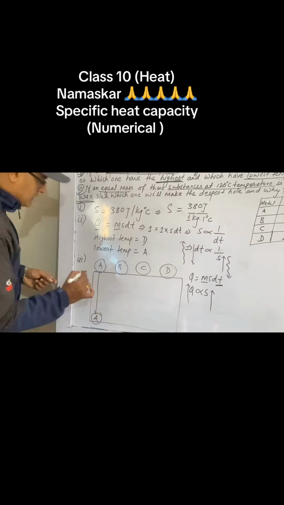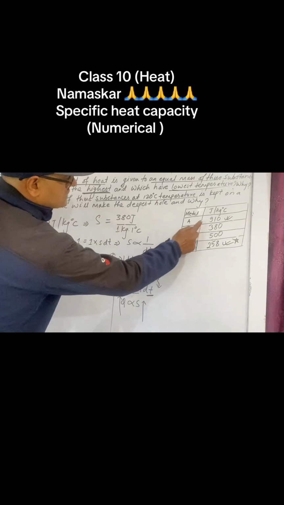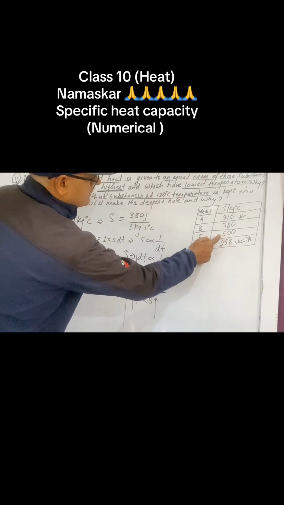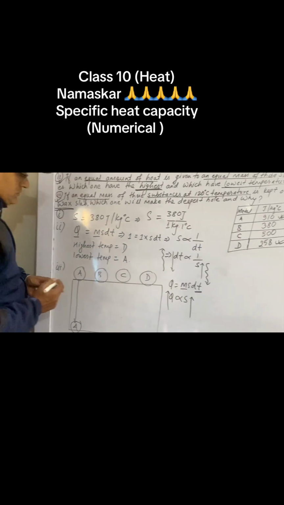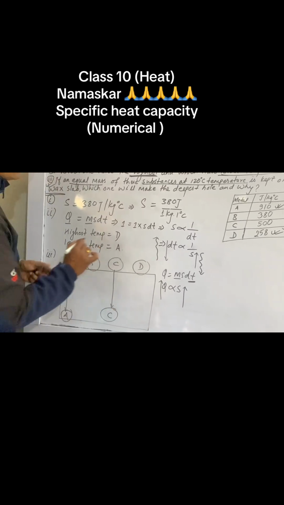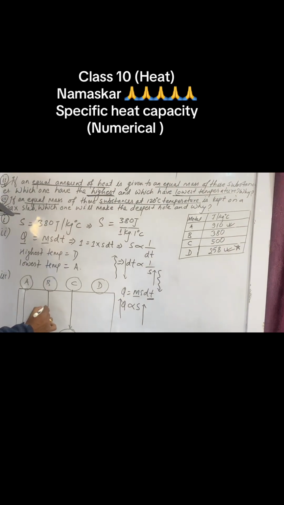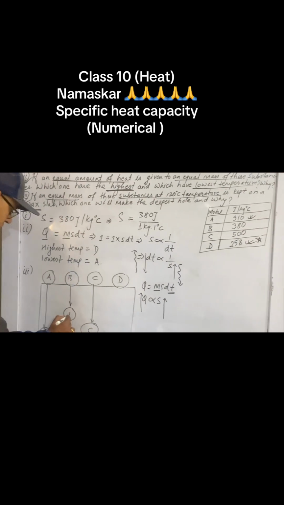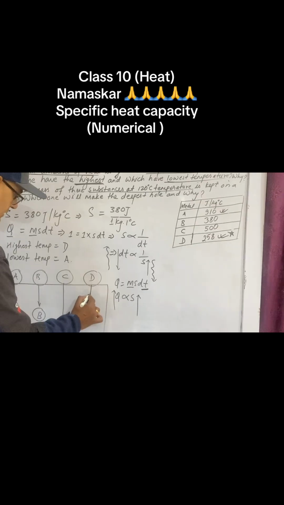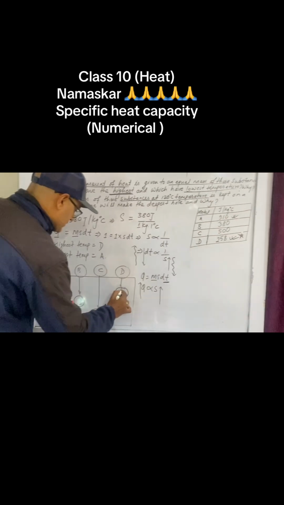Substance A. And next, substance C, which has the second highest specific heat capacity. Substance C will come down over here. And the next is substance B, which will go to this depth. And substance D has the least specific heat capacity, so it remains at the top.